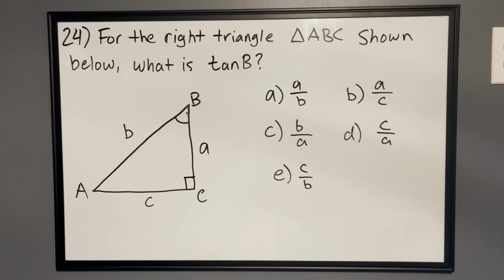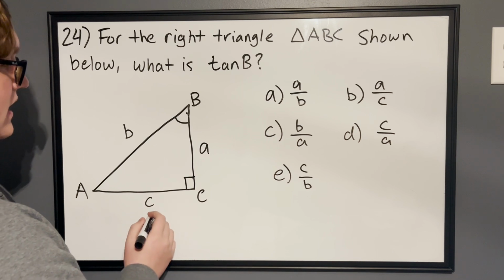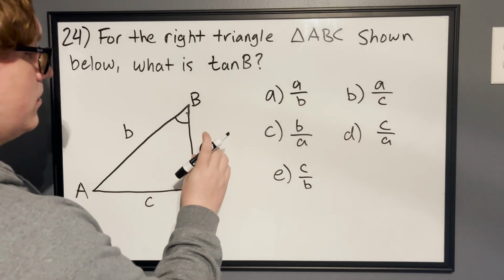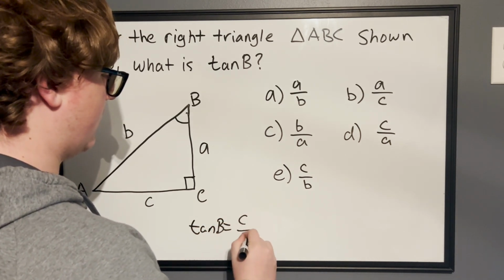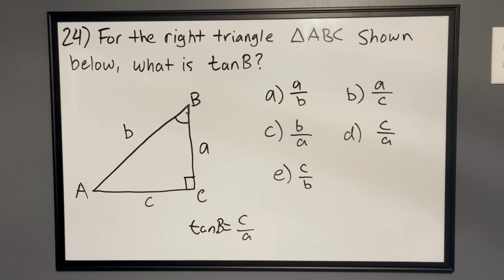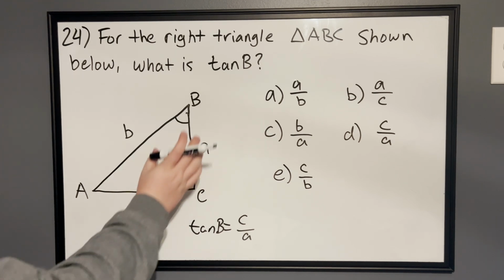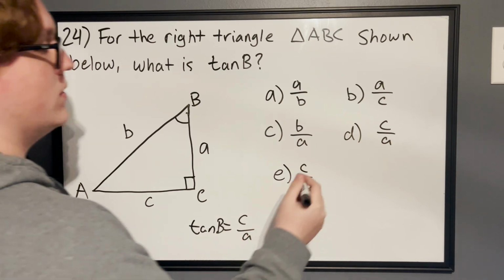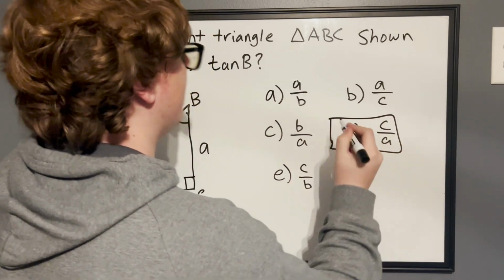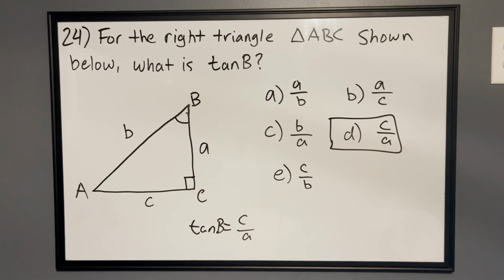So remember, tangent is opposite over adjacent. So the opposite side to B is going to be lowercase c, and the adjacent side to B is going to be A. So tangent of B is equal to c over A. Now it is important to note that lowercase b is adjacent, but it is also the hypotenuse, and tangent does not use the hypotenuse. So we only worry about the two legs of the triangle, which are A and C. So opposite is C, adjacent we choose to be A. So tangent of B is C over A, which is shown right here in option D. So that's it for question 24. Let's move on to 25.